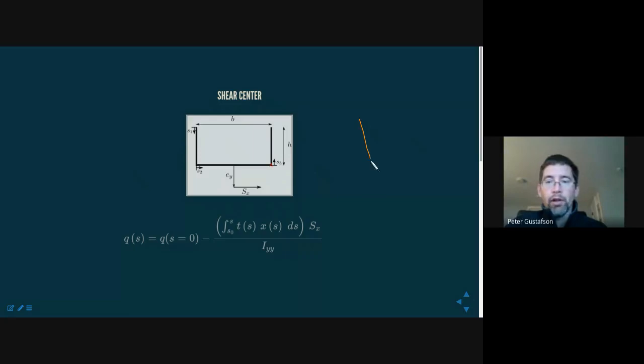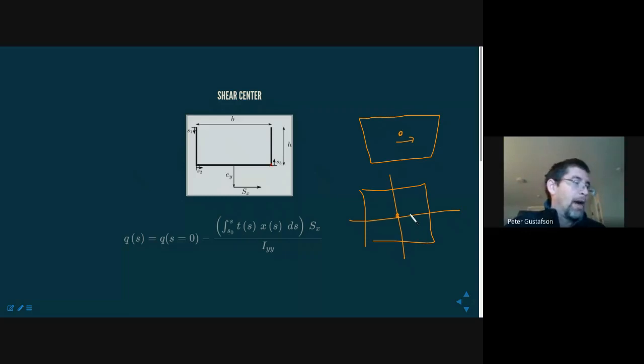If it's more of a closed segment, then your centroid is going to be in here, and your shear center is probably going to be a lot closer to it. If there's two planes of symmetry, then they might, in fact, likely would be coincident. But as a general statement, you cannot assume that they're the same location.